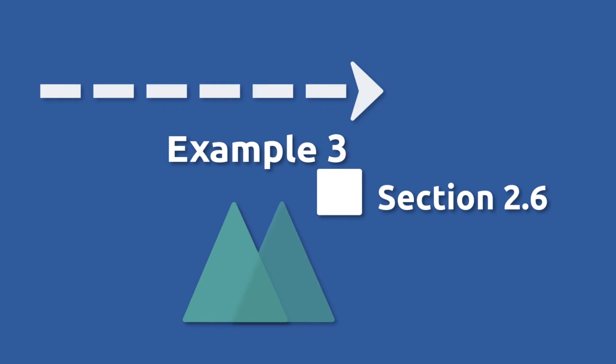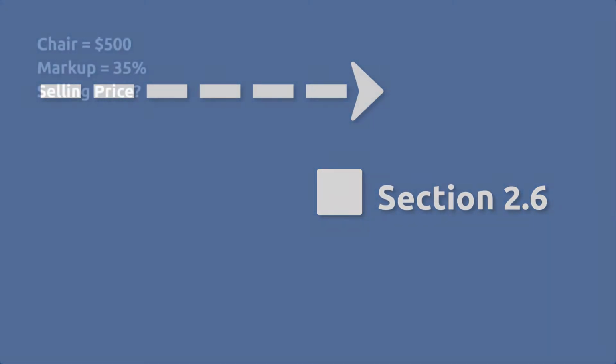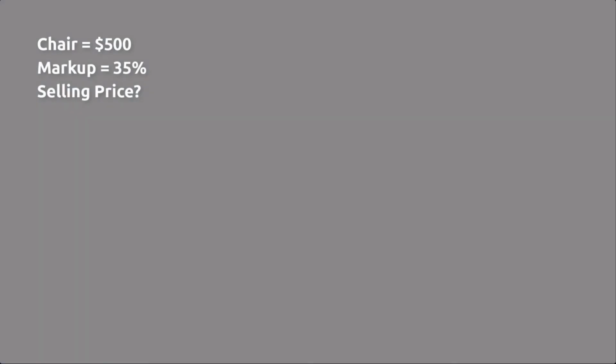In example 3, we're looking at markup and selling price. The process is essentially the same as finding sales tax and total cost. And we could use the same two methods that we did before. Find the markup first, then add it to the asking price. Or find the total cost, the selling price, all up front.